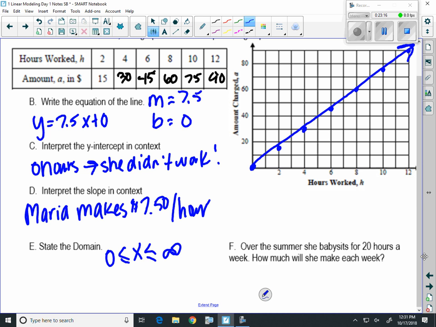Okay, if she babysits for 20 hours, how much is she going to make? How are we going to figure that out? You just plug it into your equation. y equals 7.5 times 20. Can anybody else confirm 150? Perfect. So she would make $150 if she babysat for 20 hours. That's a long time, a whole day.